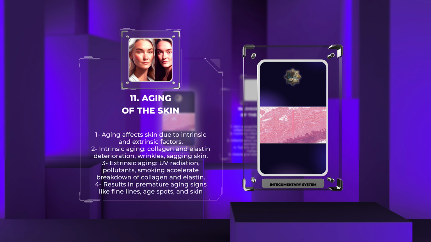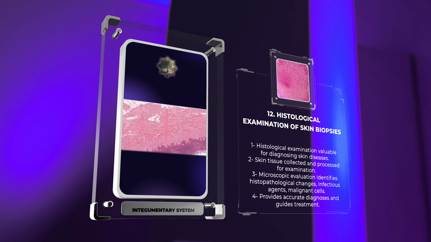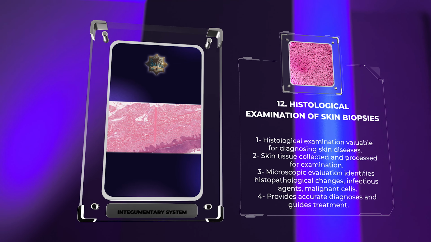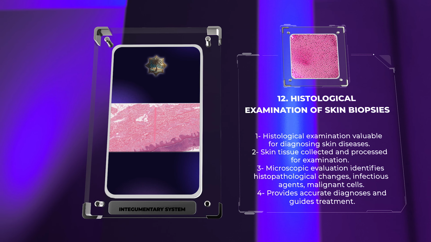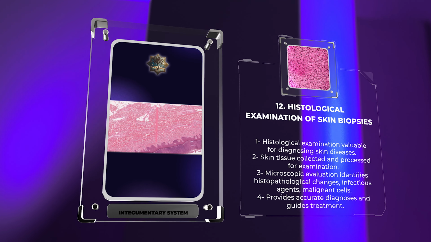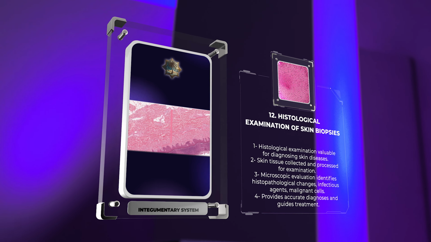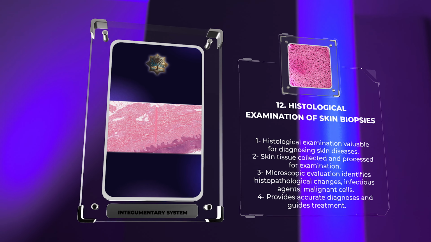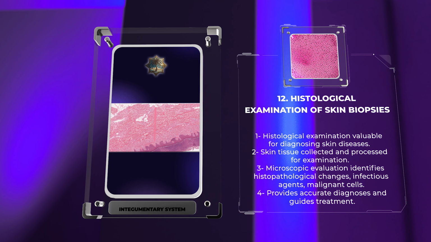and skin laxity. Histological examination of skin biopsies is an invaluable tool for dermatologists to diagnose and monitor various skin diseases and disorders. A sample of skin tissue is collected and fixed in a formalin solution, followed by processing, embedding, sectioning, and staining procedures. The stained tissue sections are examined under a microscope to identify histopathological changes, inflammatory infiltrates, infectious agents, malignant cells, and other significant features. This microscopic evaluation aids in providing accurate diagnoses and guiding appropriate treatment modalities.